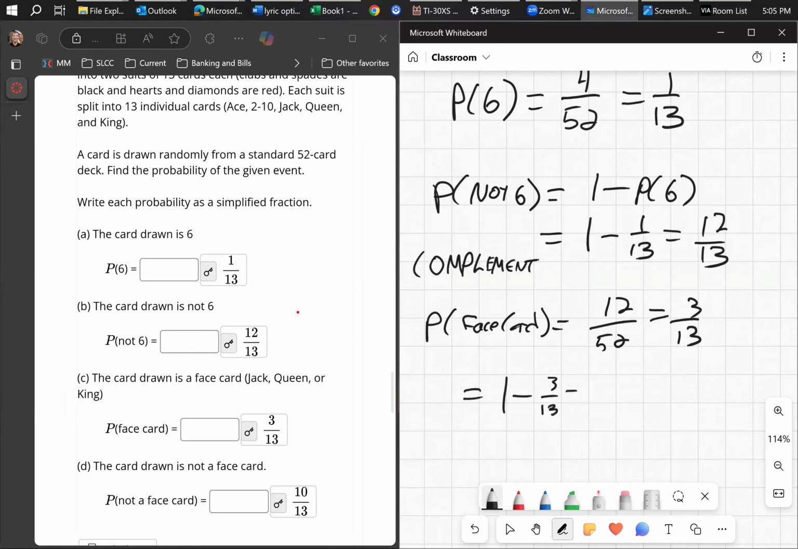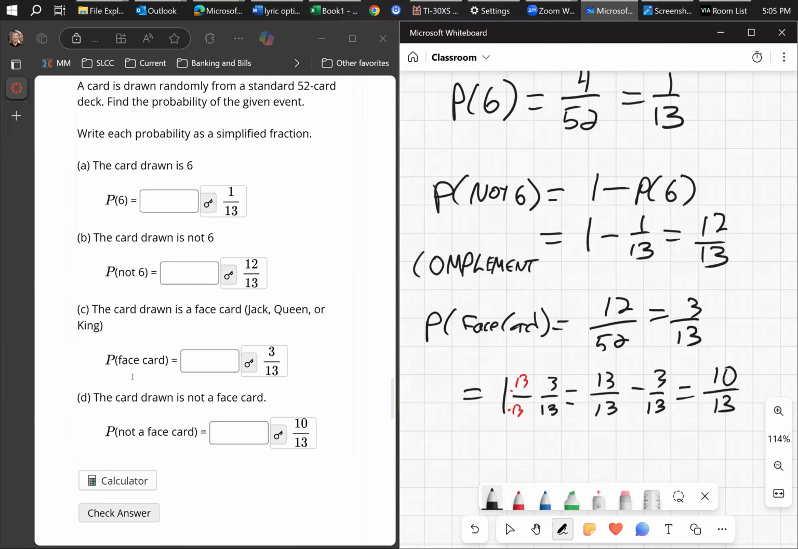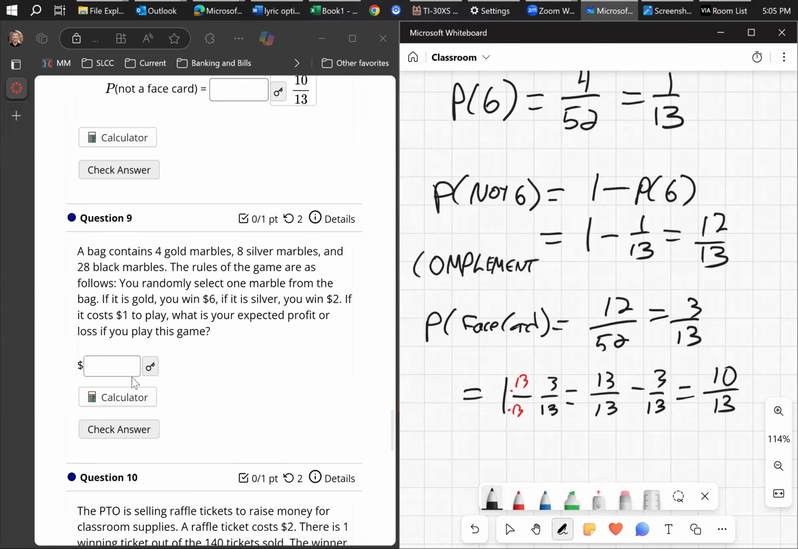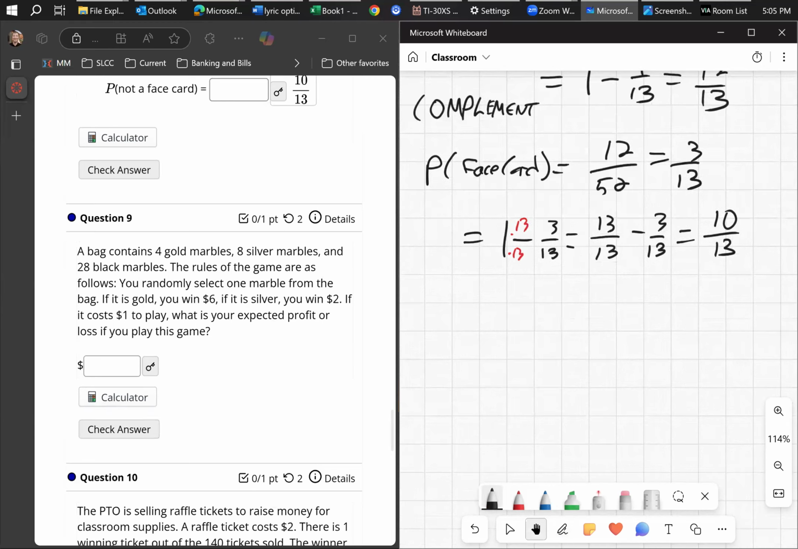You can do fraction work just fine. You've seen this all before, but it's nice to know your calculator has a backup plan for you. All right, running down to the end.